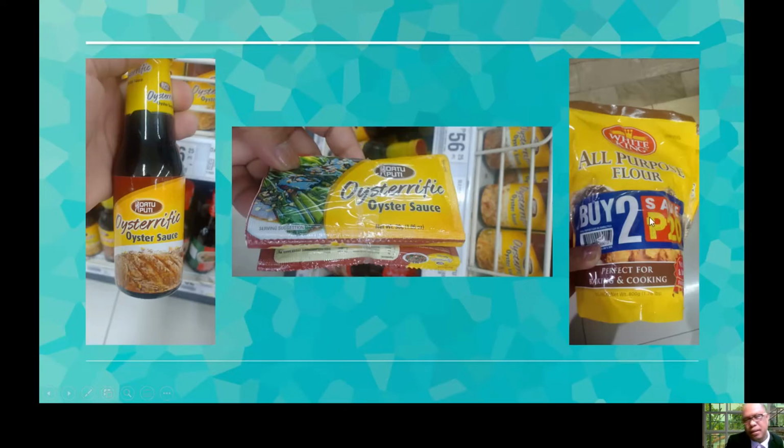This is another bundle here. This is a flour. If you're going to buy two, then you save 20 pesos. But if you do not have enough money to buy these two, then you can still buy the single one. So for example, this costs like 50 pesos, and you only have 25 or 30 pesos in your pocket, then the only thing that you can buy is just a piece of it.